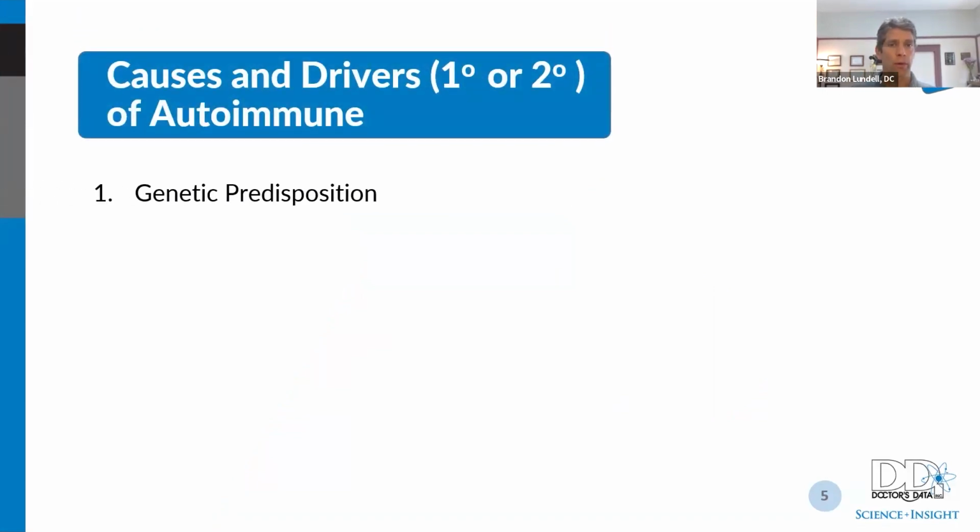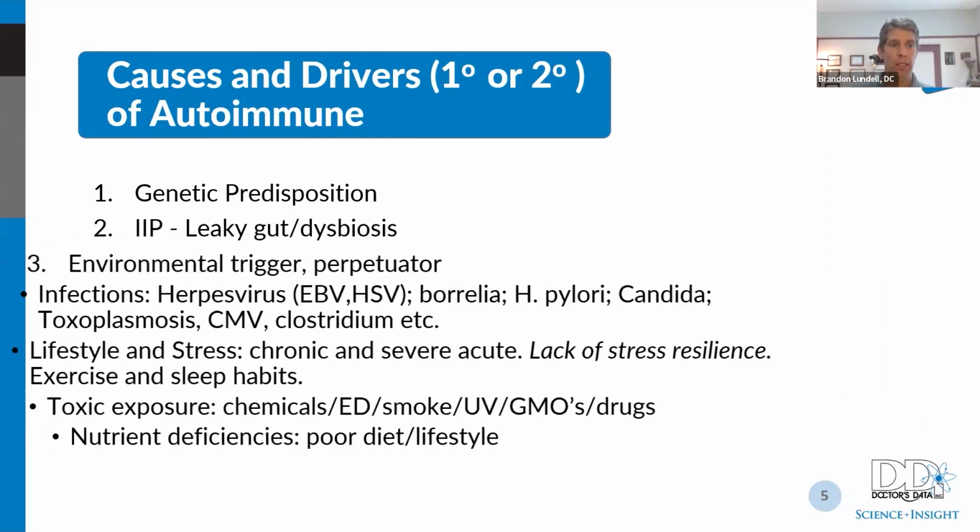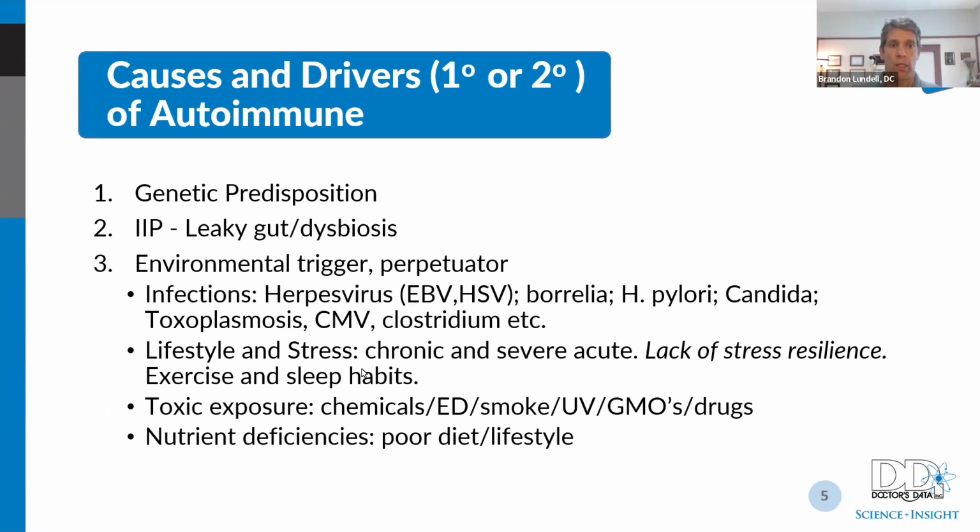So, causes and drivers, whether they're primary or secondary. Again, this genetic predisposition, leaky gut, all these environmental triggers, oftentimes the infections that I see: Epstein-Barr, herpes, could be Borrelia, H. pylori, Candida, toxoplasmosis, cytomegalovirus. All of these play a role in the patient's infectious and inflammatory milieu. So lifestyle, stress, the toxic exposure, and this is lifetime exposure. This isn't just acute exposure.